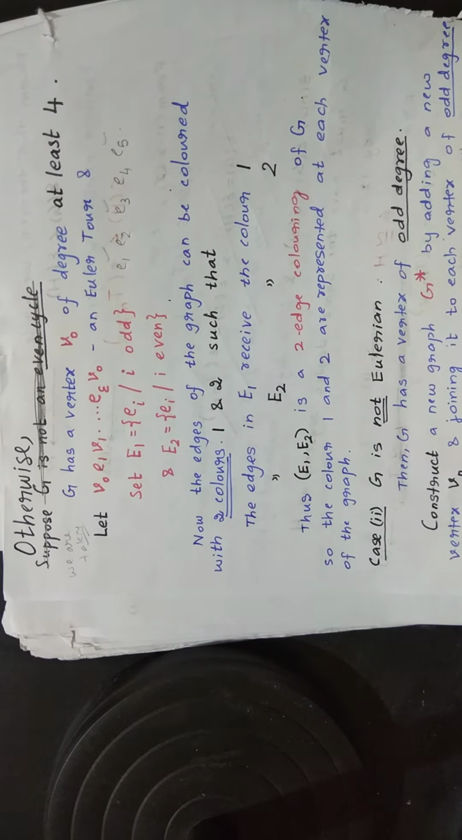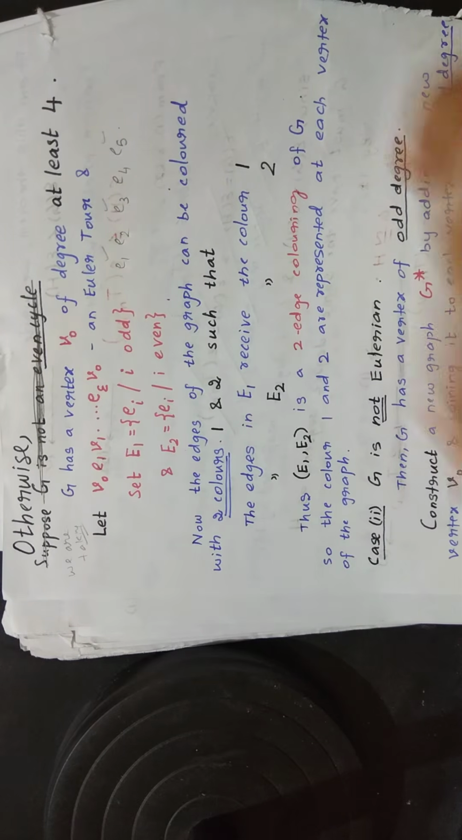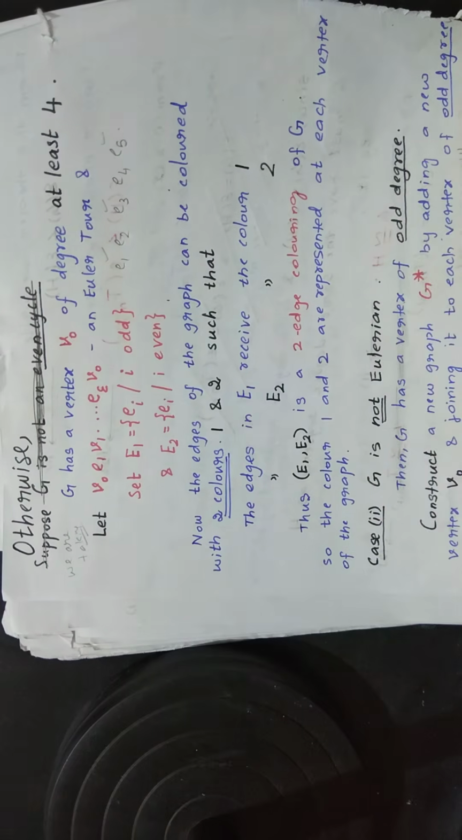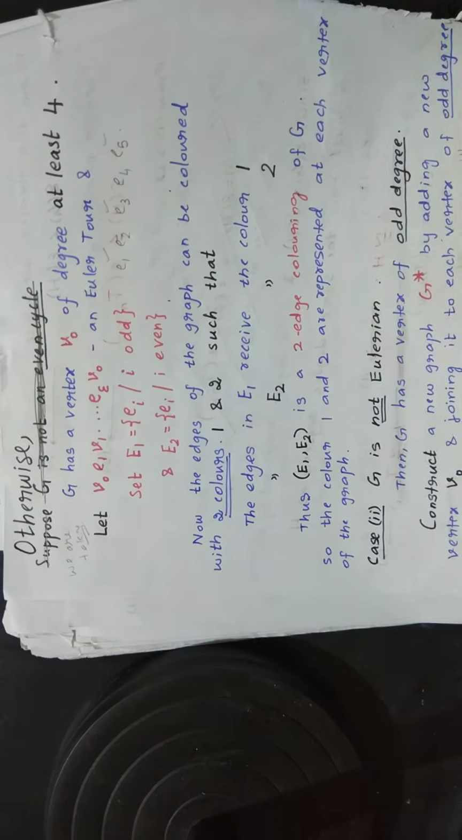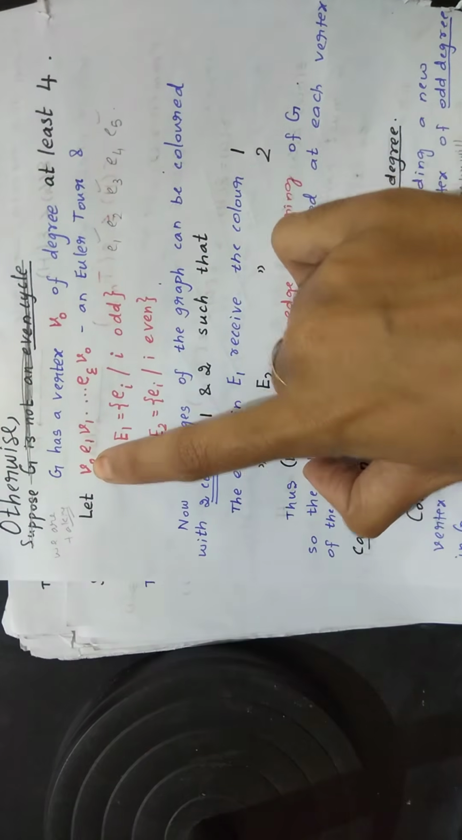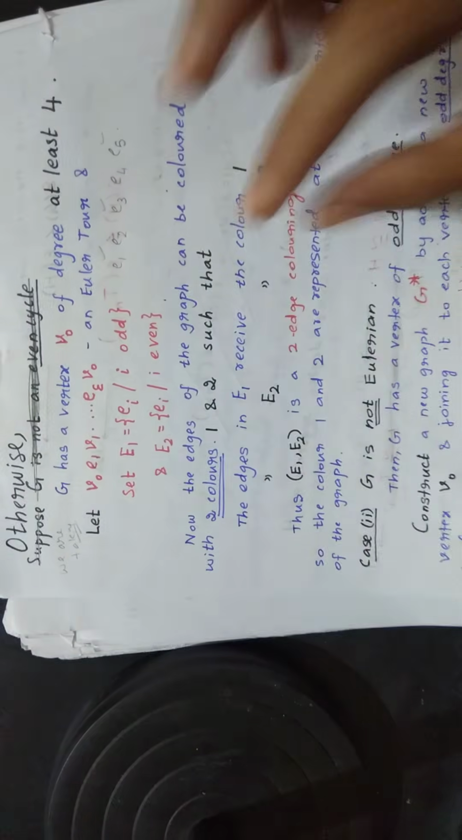Why? If it is 3, it may form an odd cycle, right? That kind of problem may arise. So the condition is there is a vertex V0, and V0 should have degree at least 4. Is that clear? Now you are already saying it is case 1. Case 1 is our graph G is Eulerian. So there is an Euler tour, V0, E1, V1, starting from V0 and ending at V0. It's a tour, an Euler tour.